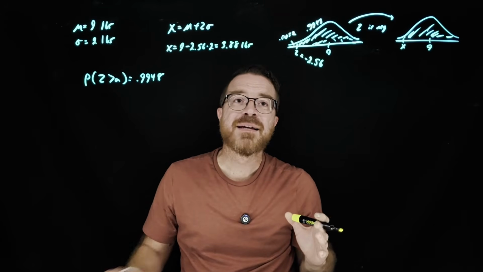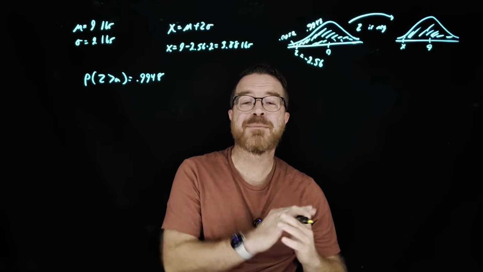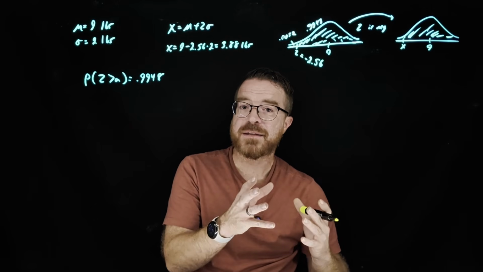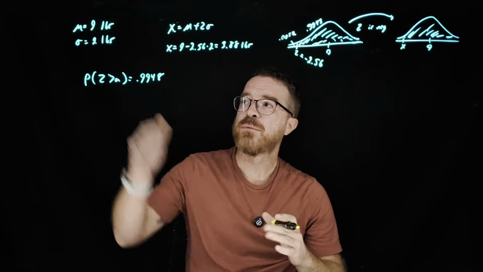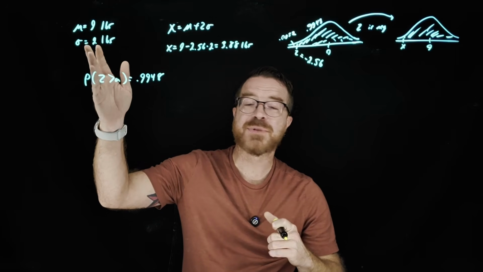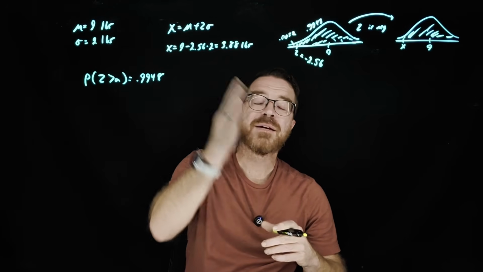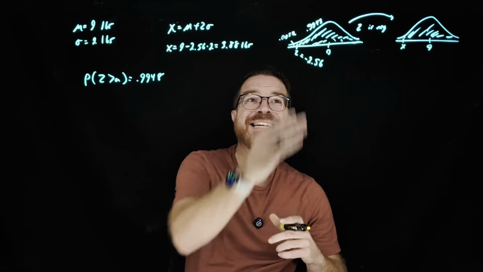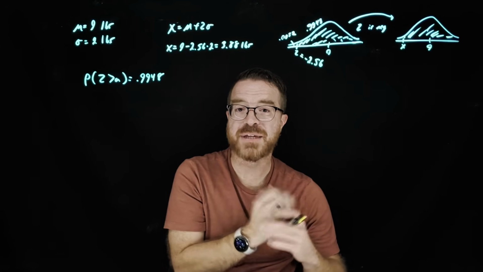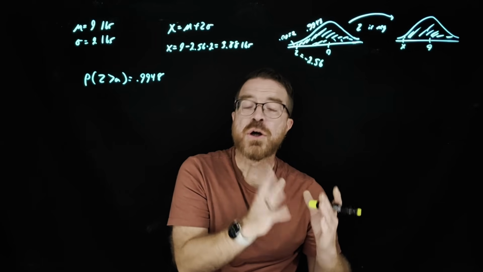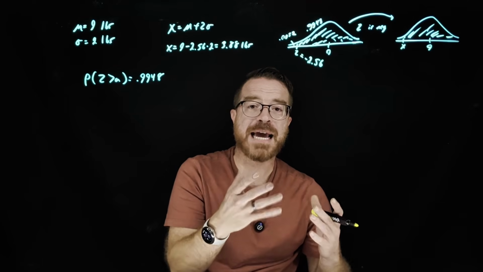So what does this mean? It means that at the weight of 3.88 pounds, based on the data this veterinarian has, where the average weight of these cats is 9 pounds with a standard deviation of 2 pounds, 99.48% of the cats that they encounter should be heavier than this cat, should weigh more than this cat.